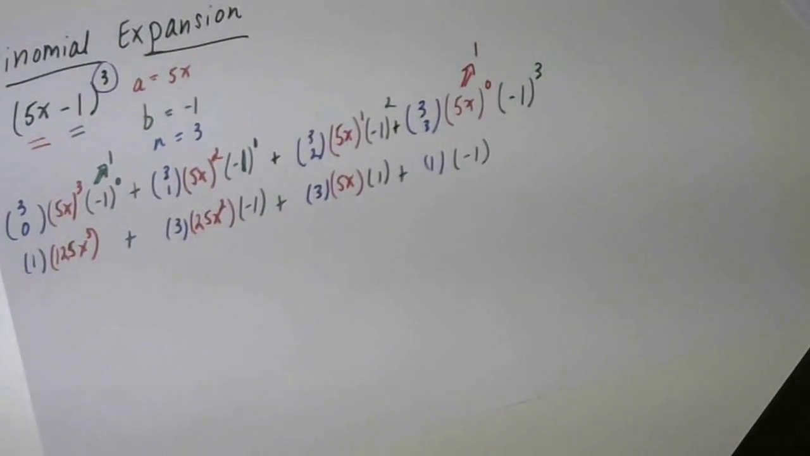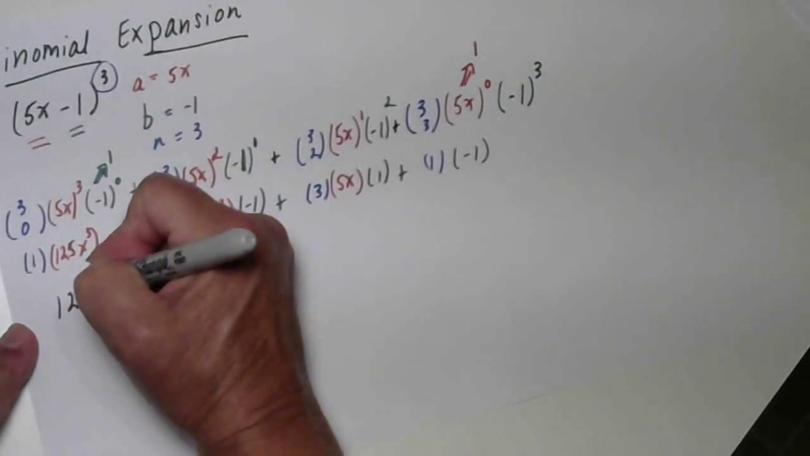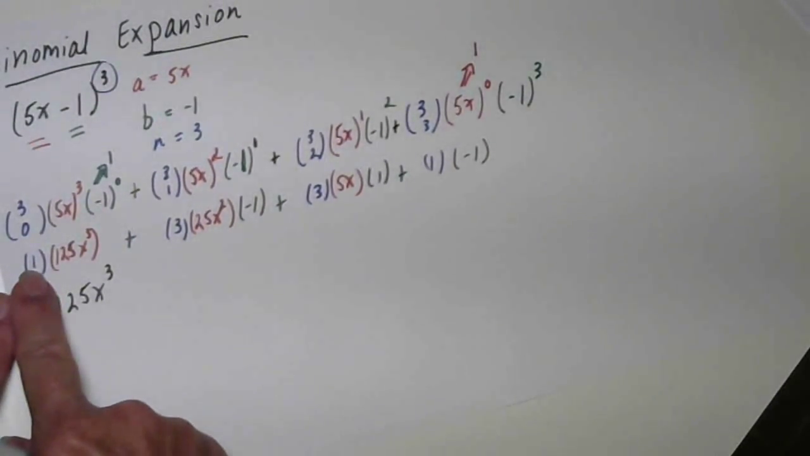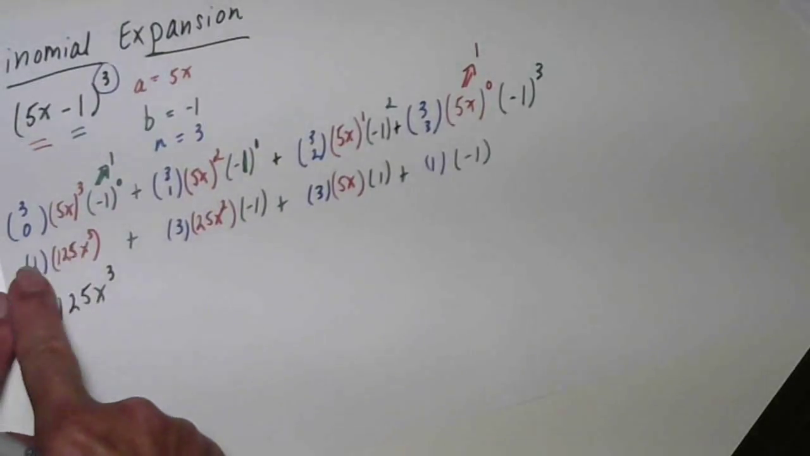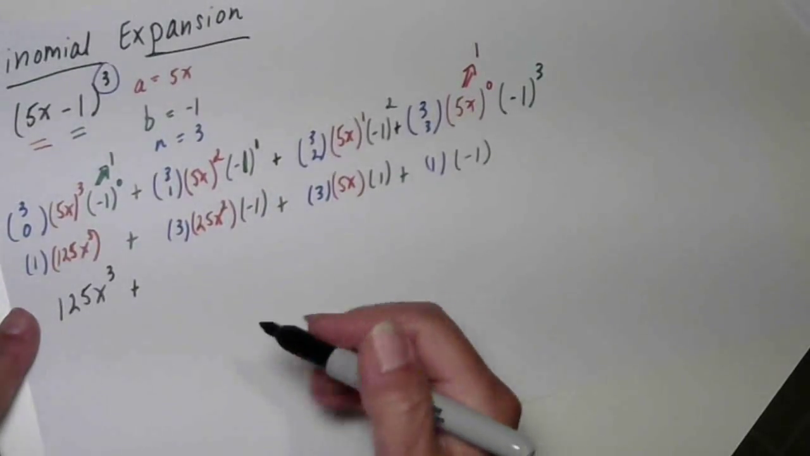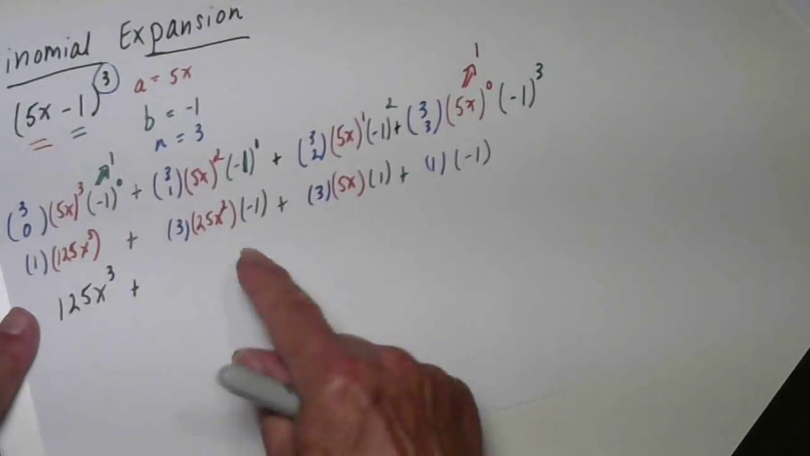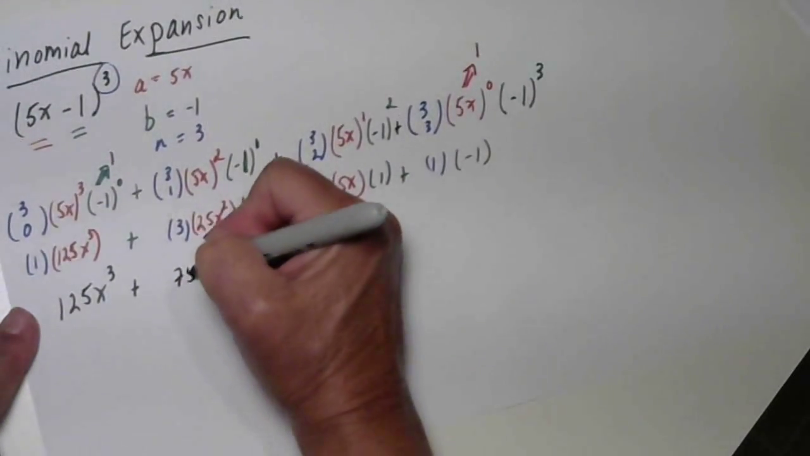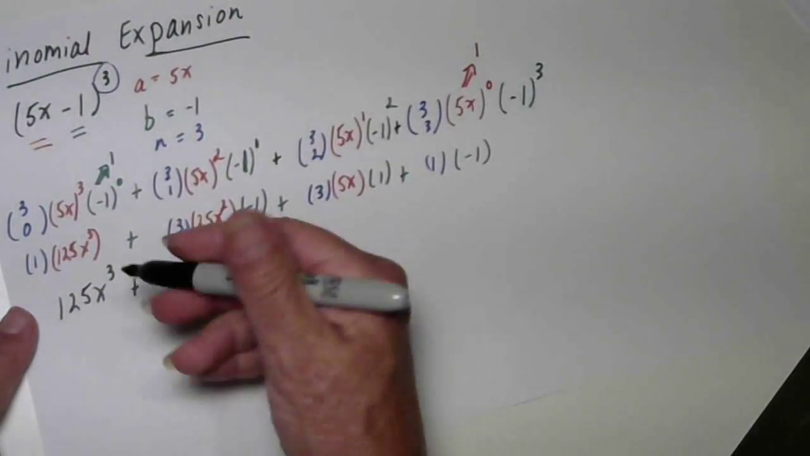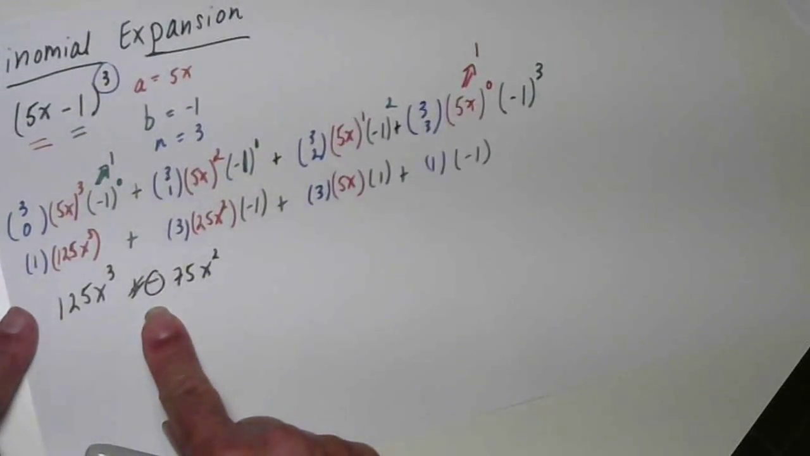So in this first term here, we have 1 times 125x cubed. So that's 125x cubed. Remember, this first term, the binomial coefficient will always be 1, so this multiplication will be very straightforward. In our next term, we have 3 times 25x squared, which is going to be 75x squared. And now we have a -1. So this is not an addition. This is now going to be -75x squared.